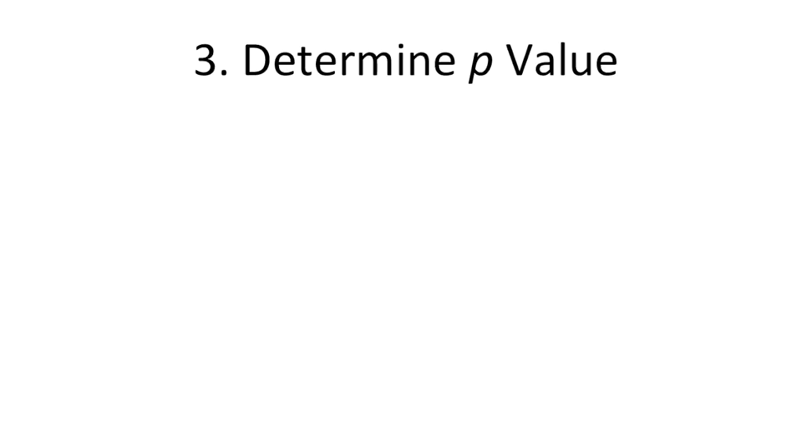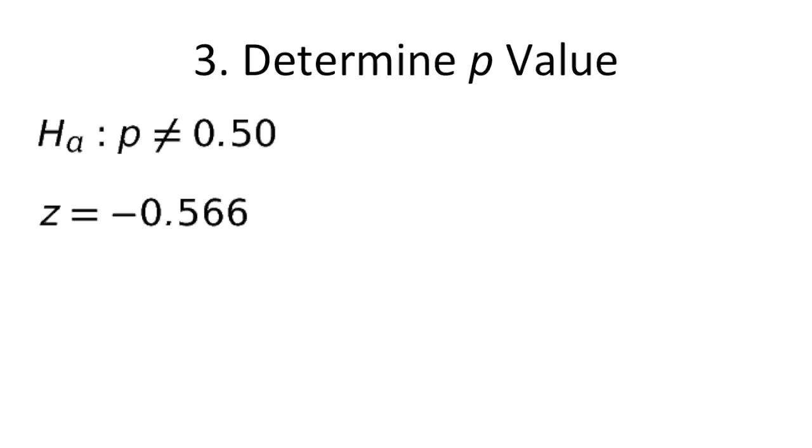Step 3, determine p-value. Recall, our alternative hypothesis was that p does not equal 0.50. This tells us that this is a two-tailed or a non-directional test. Our z-test statistic was negative 0.566. We're going to go to Minitab Express to construct a z-distribution, and we're going to look up the area that is more extreme than z equals negative 0.566.